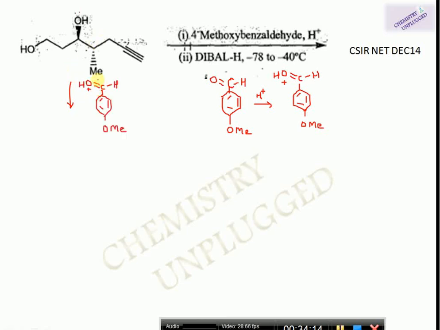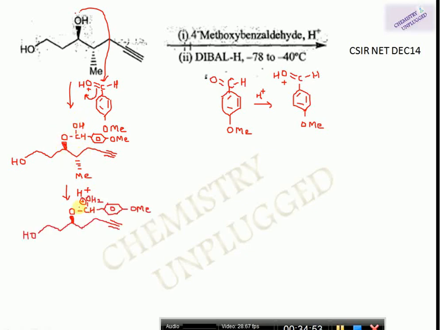oxygen will attack on this carbon atom. And we have a structure like this. This group is attached here. And in the next step we are using H plus. Again they will attack on the OH group to form OH2 plus. So we have this and it is a good leaving group. So OH2 will be removed and we have a positive charge on this carbon atom.